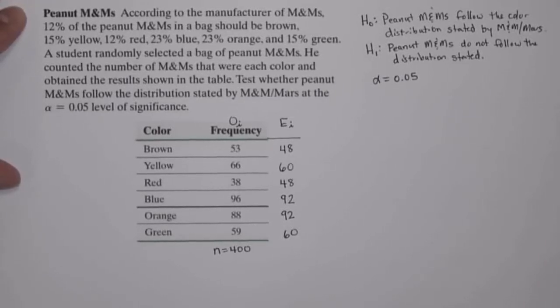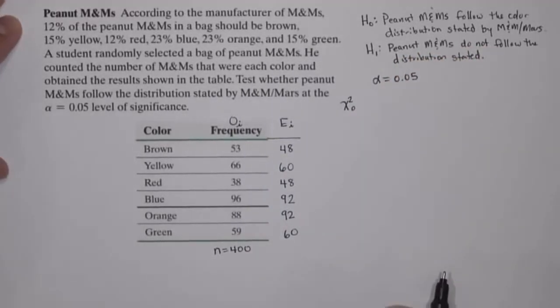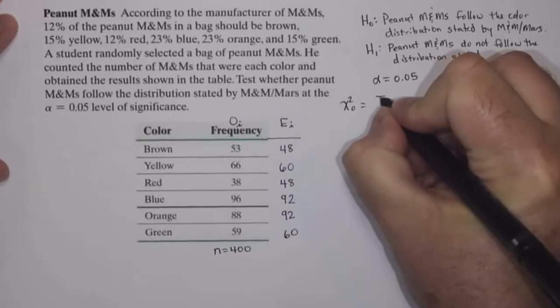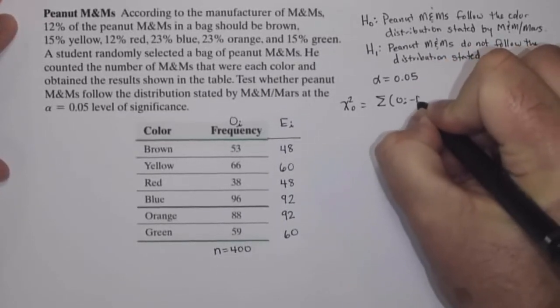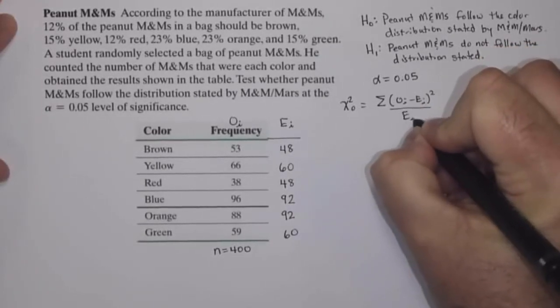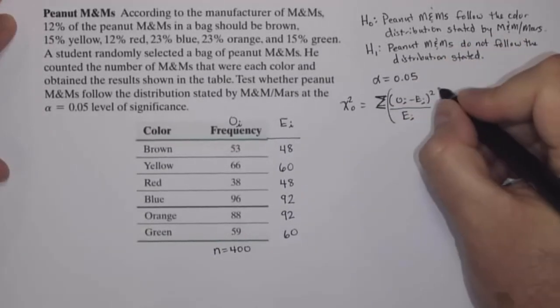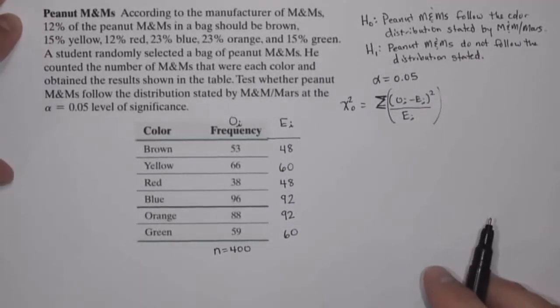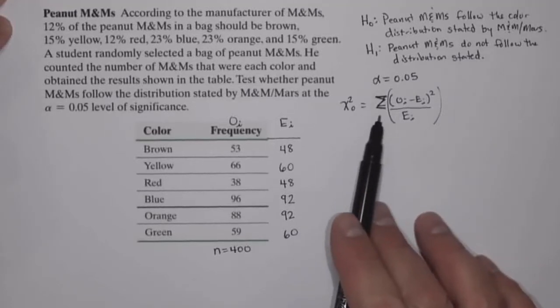Next, I either have to use the classical approach or the p-value approach to conduct this test. Either way, we're going to have to calculate chi-square naught. So if we calculate chi-square naught, I'll write down our formula again. That's going to be the sum of the observed minus the expected squared divided by the expected. I really should have my summation symbol a little bigger. We're doing the sum of all of that. So I just want to be clear that sum is not just for the numerator. That sum is that whole thing.